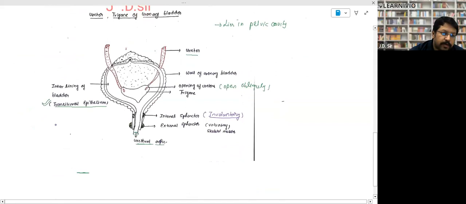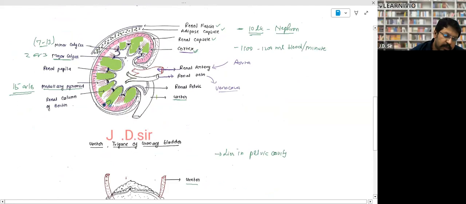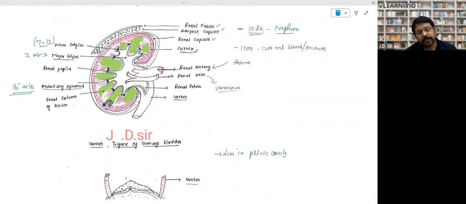One more very important thing which I want to share with you. You can see I have tried to show that half of the nephron is found in the cortex part, and half of the part is found in the medulla part, right? So 50% of the nephron is in the cortex and 50% in the medulla.